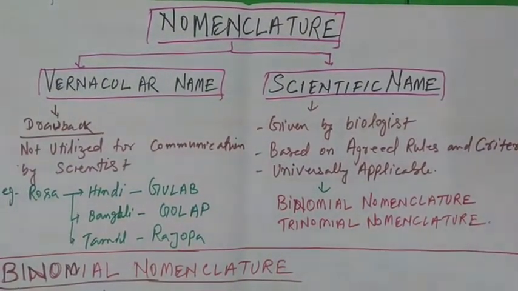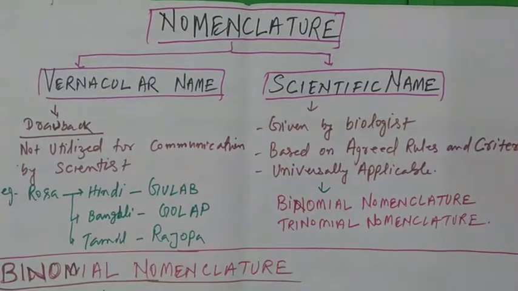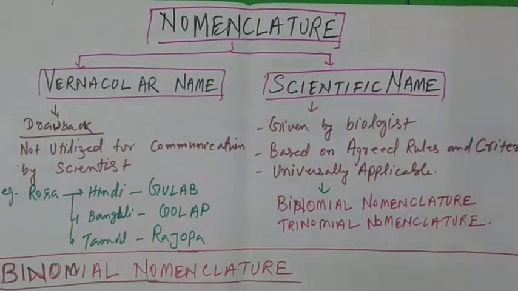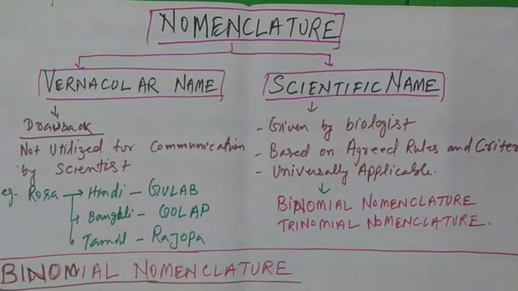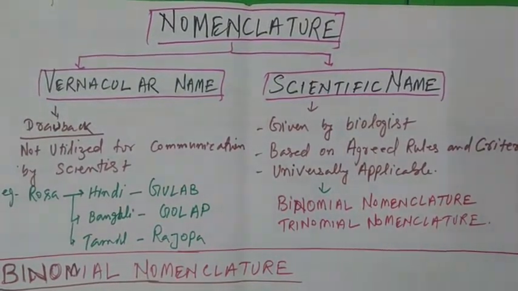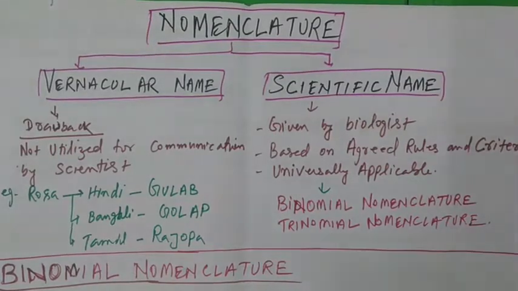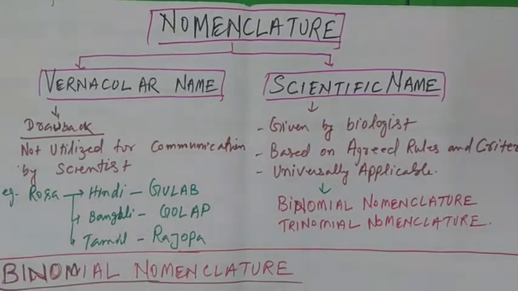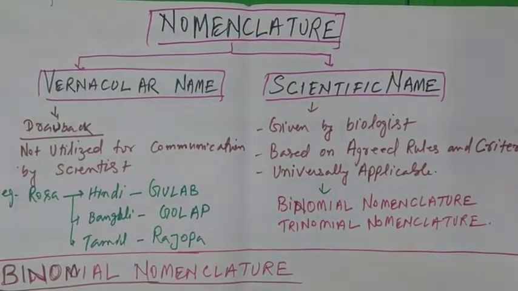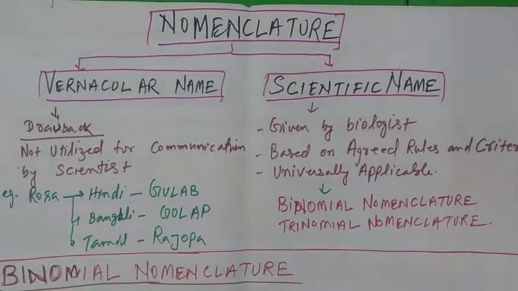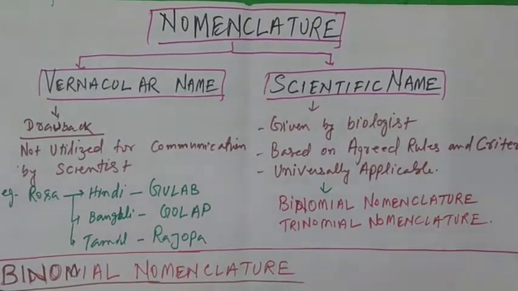Now we're going to study the details about nomenclature. You remember that in the last video we discussed the basic elements of taxonomy. Nomenclature is one of them. Nomenclature means naming. That means we're going to provide a name to particular organisms.